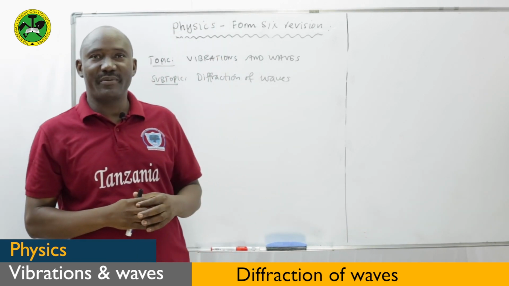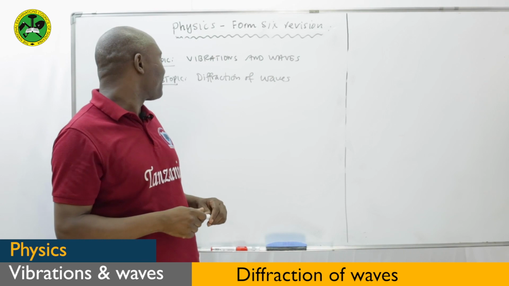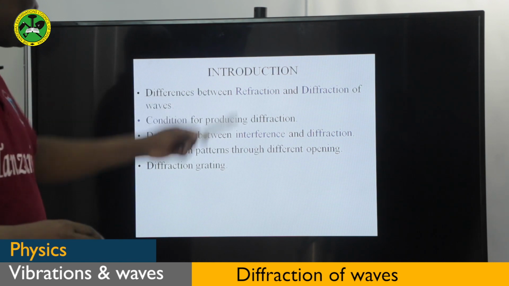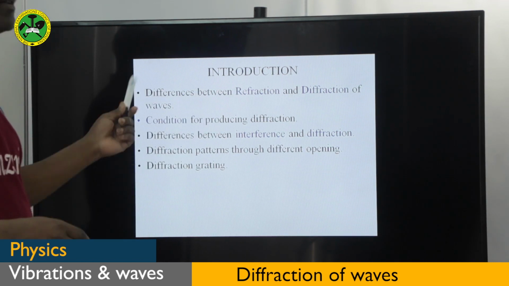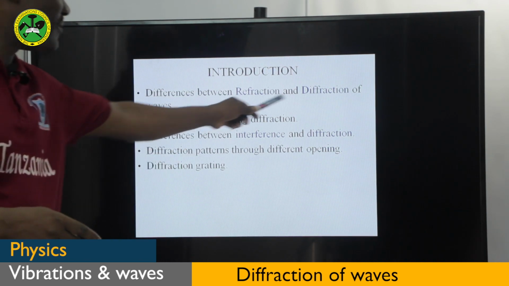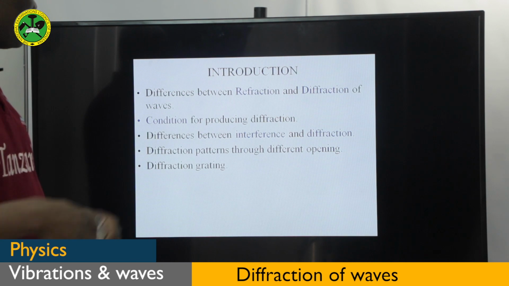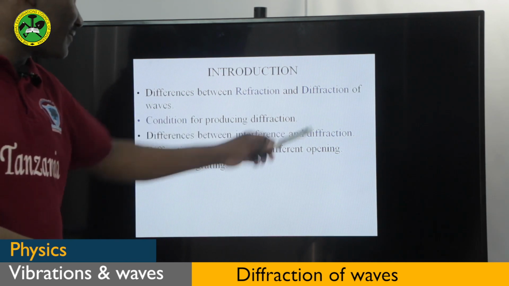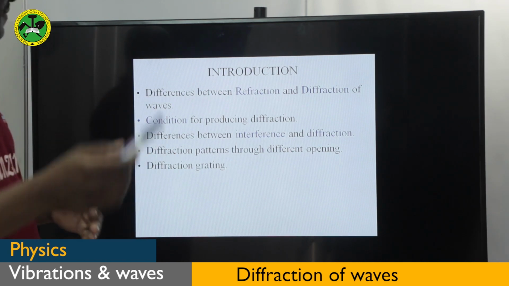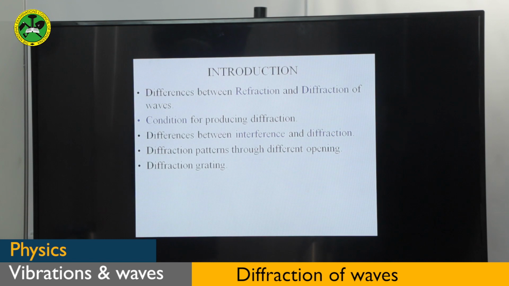Of course, you remember in the previous discussion we had different subtopics regarding these waves and vibrations. Now, in this part on diffraction, we're going to discuss the difference between refraction and diffraction. We shall see the difference. The way you define them, it looks like these two terms are similar. Then we shall see the condition for producing diffraction, and the difference between interference and diffraction, and we shall see the patterns produced by diffraction when passing through different materials, and lastly we shall discuss the device which is called the diffraction grating.